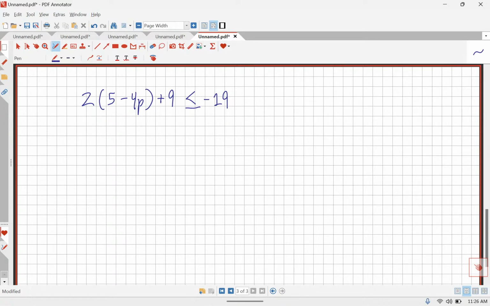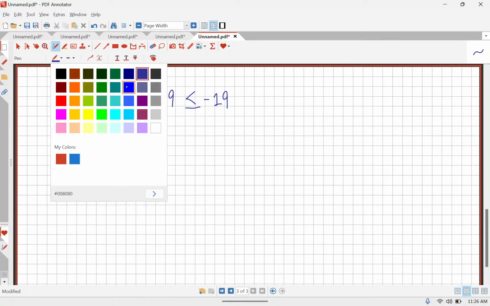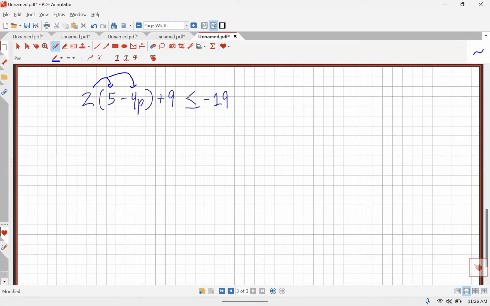Rex, what would be your first step here? Yeah, so we're going to distribute in. That's going to leave me with 10 minus 8p plus 9 is less than or equal to negative 19 because I didn't multiply or divide both sides by a negative. Keep it going, Rex.